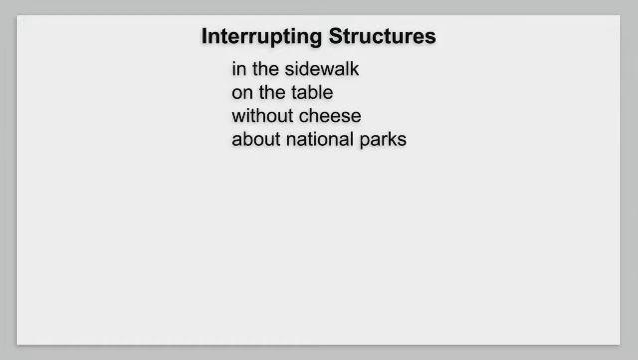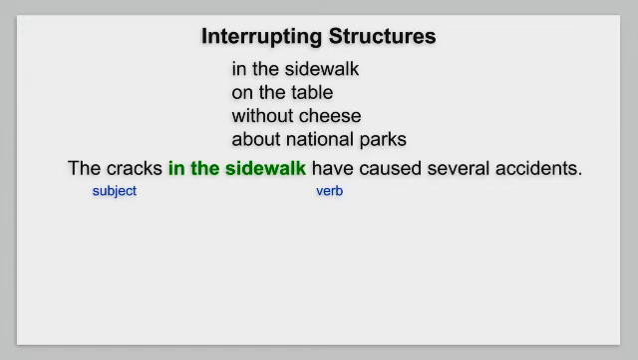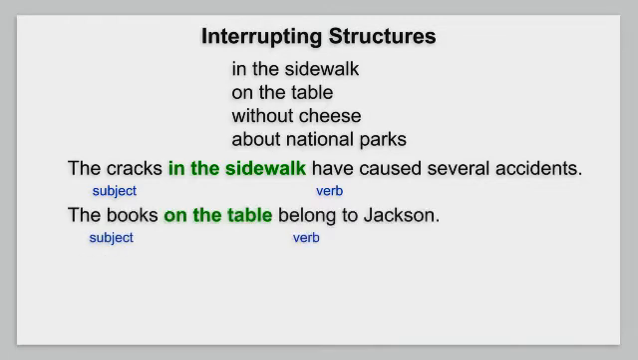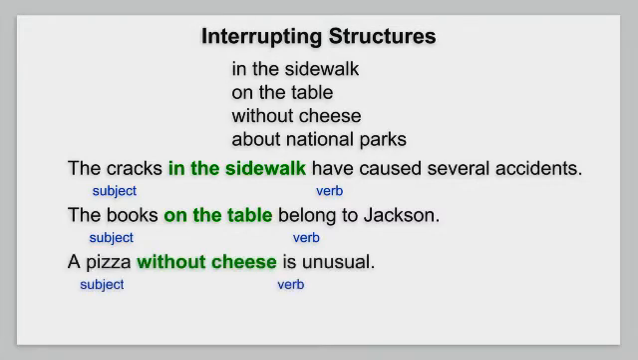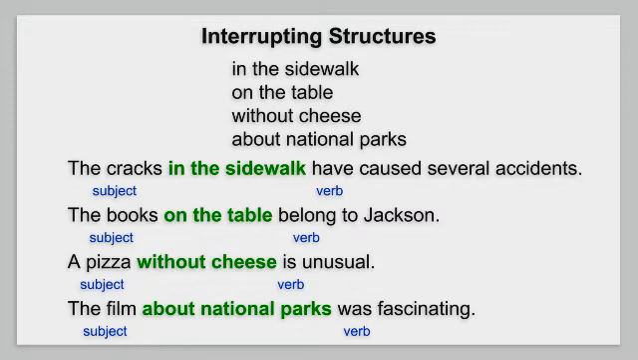In the sidewalk, on the table, without cheese, about national parks. Now look at those phrases in context. The cracks in the sidewalk have caused several accidents. The books on the table belong to Jackson. A pizza without cheese is unusual. The film about national parks was fascinating.